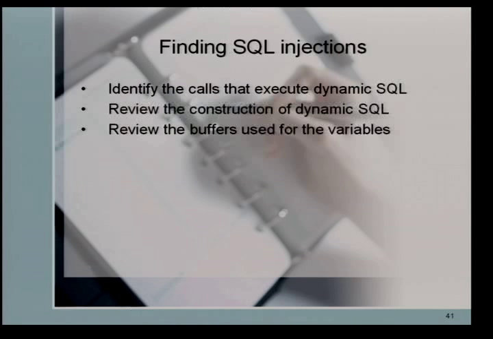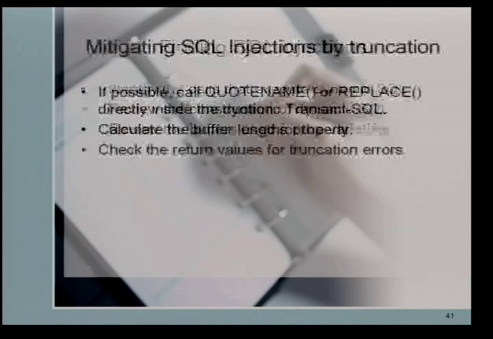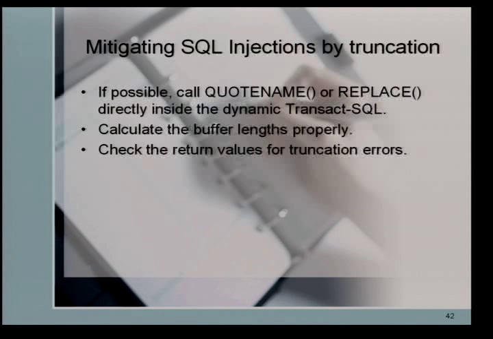Finding SQL injection issues, I generally rely on code reviews. So I identify all the APIs that are used to execute dynamic SQL statements. I review the construction of dynamic SQL and review the buffers that are used in the dynamic SQL. How do you mitigate them? Call quotename or replace function directly inside the command, or calculate the buffer length properly, and in C and C++, check the returned values.